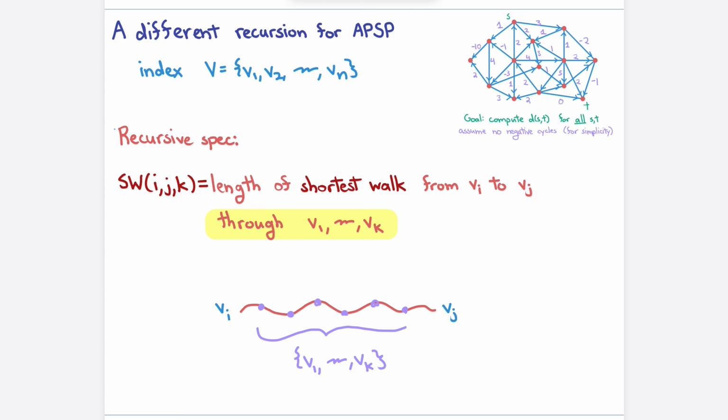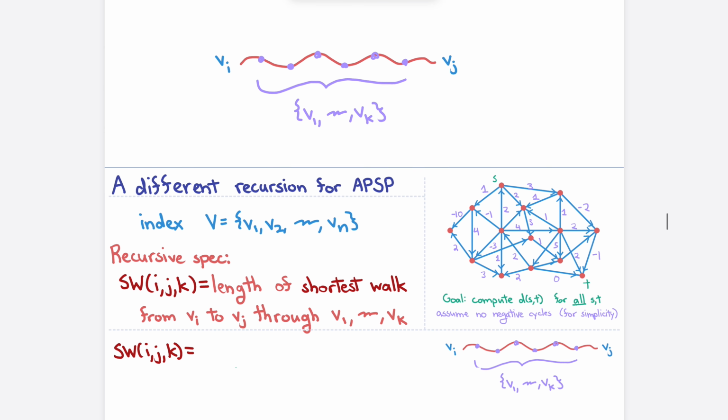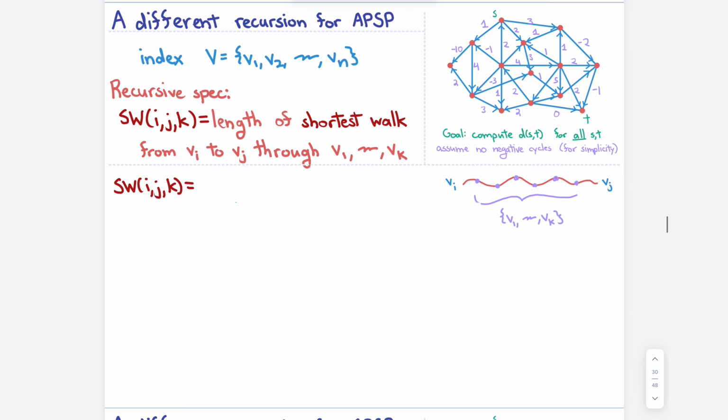All right, so that's the big difference. Let's implement this. Any ideas? Maybe base case. What would be a base case? Is it kind of similar to the last one? If you can't use any intermediate vertices, it's just 0, like Jay was saying.